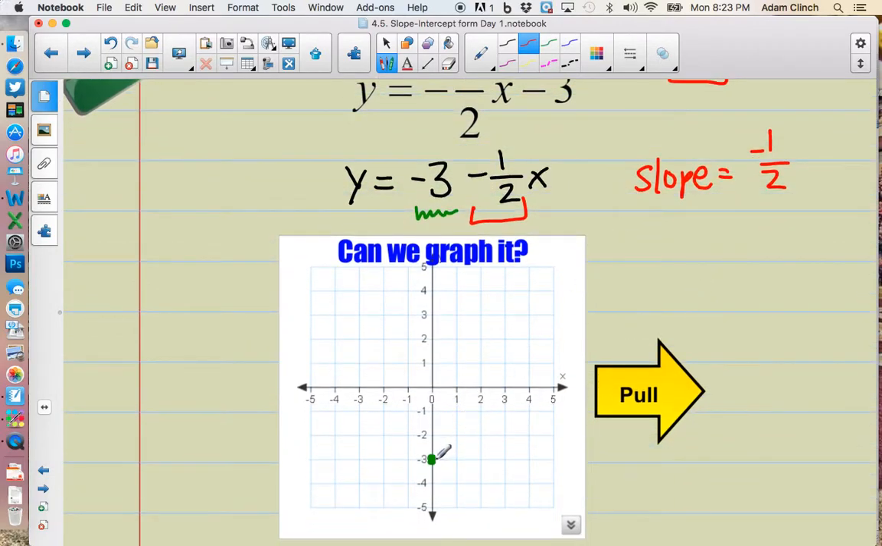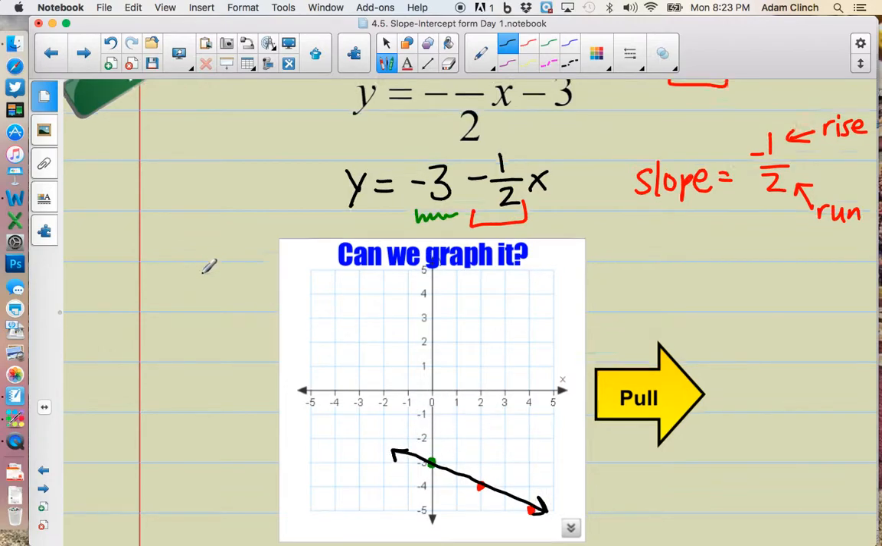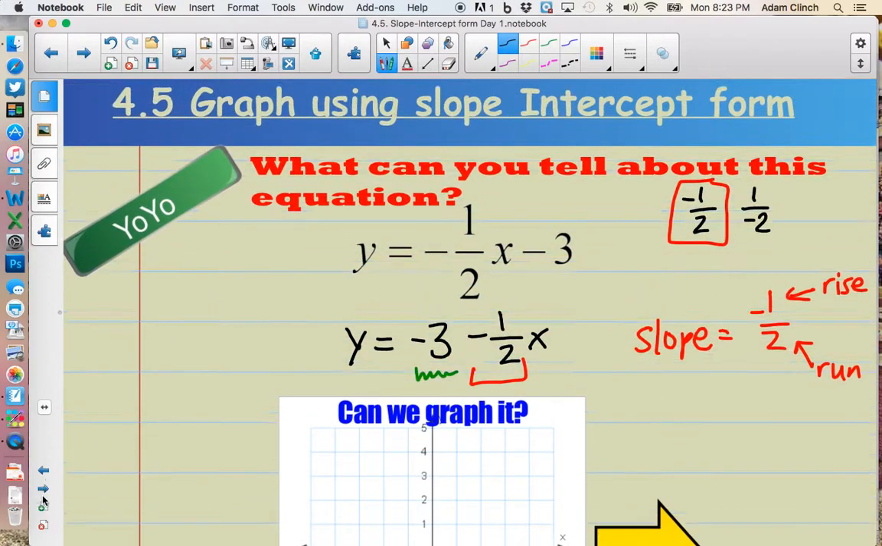So to get another point, we need to go down 1 because that's our rise. Right there is our rise of -1. Our run is +2, so that's to the right. So we need to go down 1, right 2. I can do it one more time, down 1, right 2. Have a couple points. Sketch in my line. Not too bad. All I need is a y-intercept and a slope, and I can graph a line. Cool.